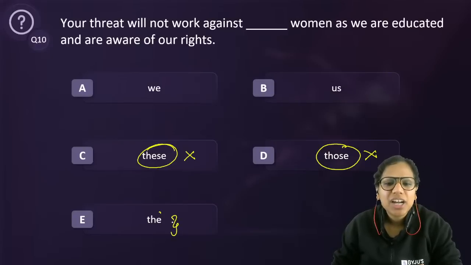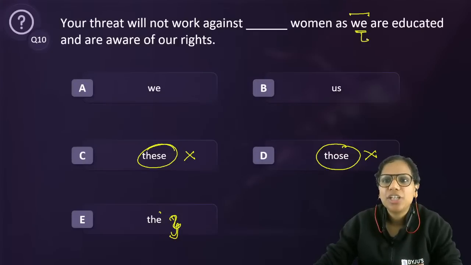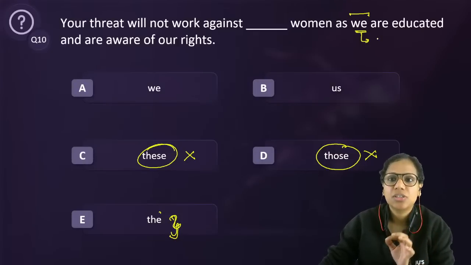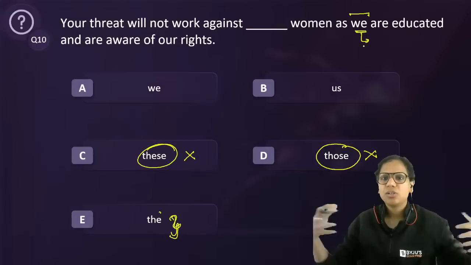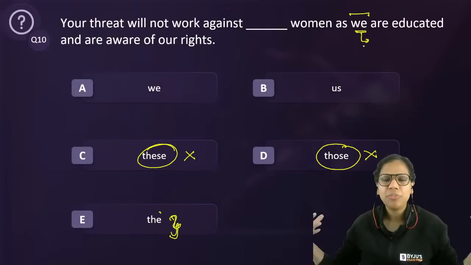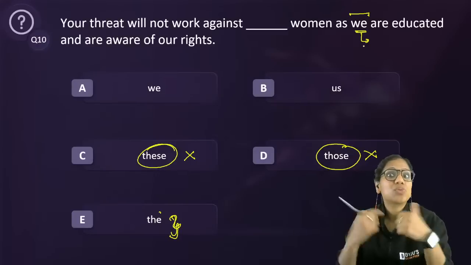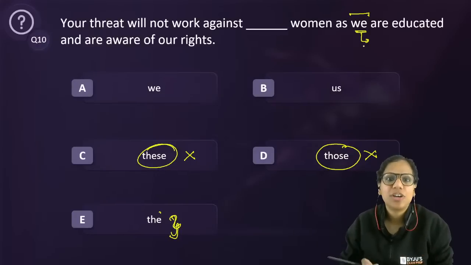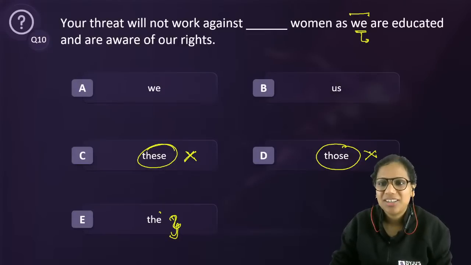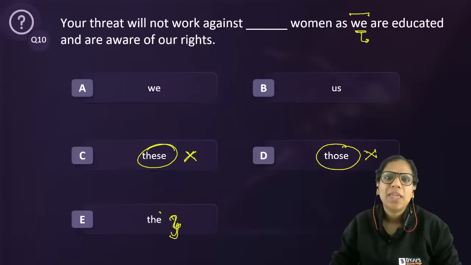Then why do I need the article the? See, it is clearly given that we are referring to women in the first person. So let's say there's a group of women and I am among them and I am speaking this sentence. Your threat will not work against dash women as we are educated and are aware of our rights. So I can't say these women, those women. No, it has to be we or us. That was the choice here. It was A versus B.